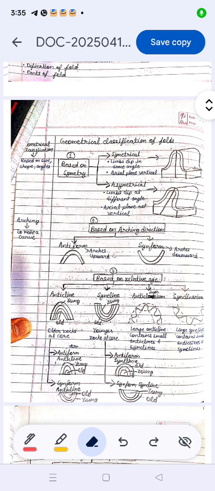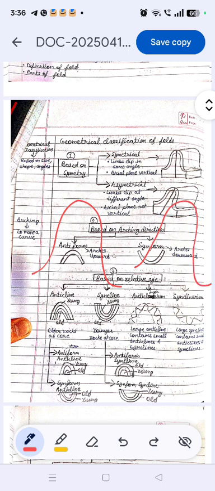So in today's video we will talk about geometrical classification of the folds. First, geometrical classification is based on size, shape and angles. And first is based on the symmetrical. The symmetrical and this is asymmetrical.